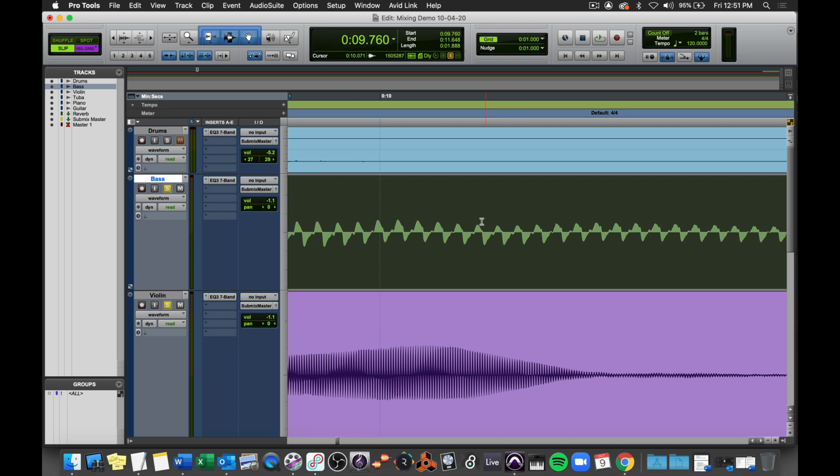So, to recap this, higher frequency equals higher pitch. Lower frequency equals lower pitch. Higher amplitude equals higher volume level. Lower amplitude equals lower volume level.